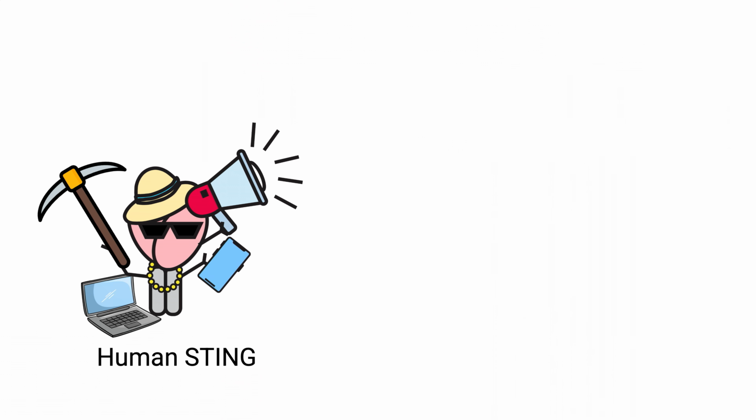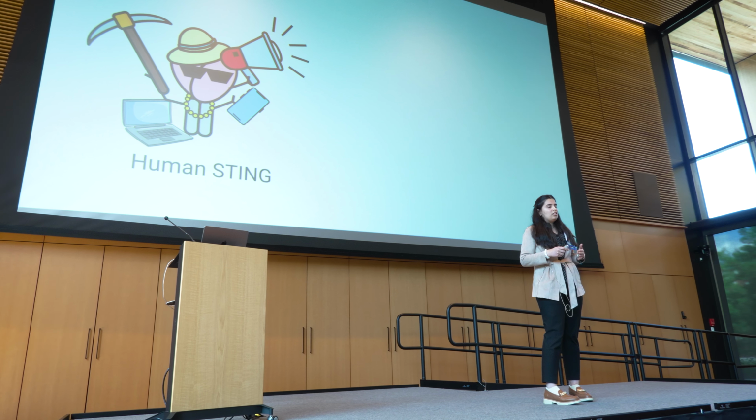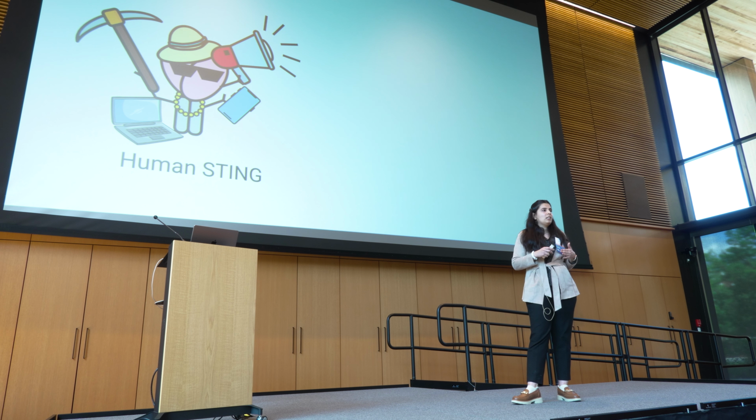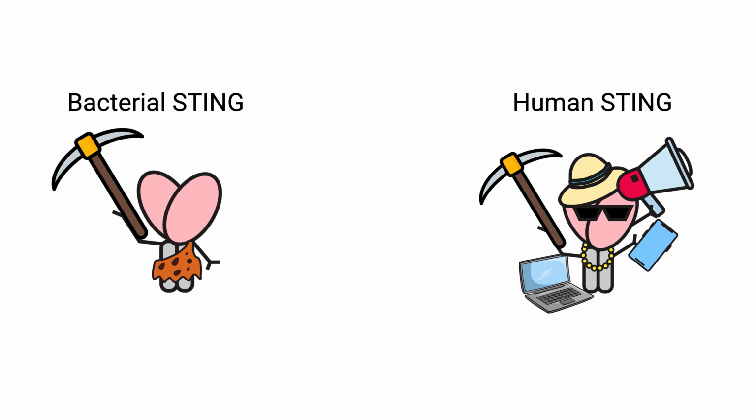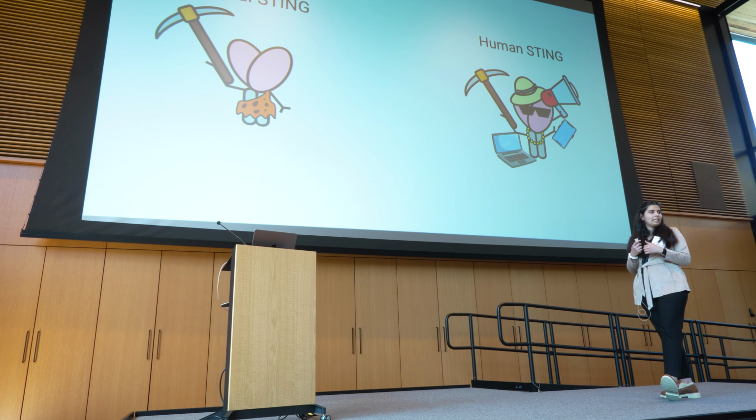So the human STING is a bit more efficient. When it encounters a virus, it usually calls for reinforcements, and they get rid of the virus for it. So when you have both the STINGs next to each other, you'll see that they're very different. However, you'll notice one thing in common. Both of them still hold the pickaxe.